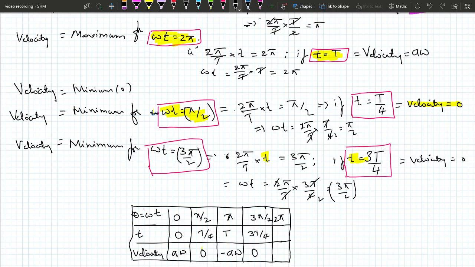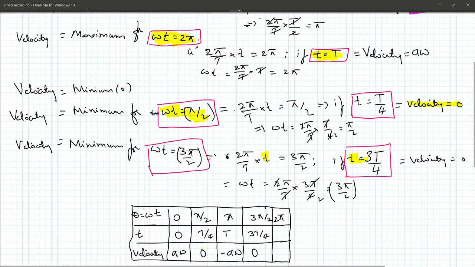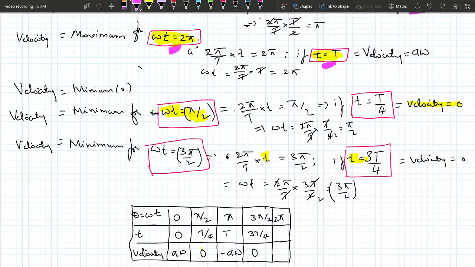And whenever theta is equal to 2 pi, look at it, t is equal to capital T, the velocity will be equal to plus a omega. Therefore I can write it as a omega. Now you have got the table, and you can plot the graph for this.